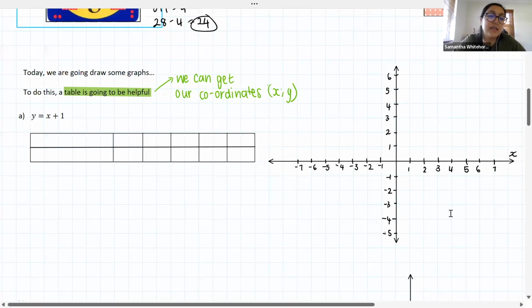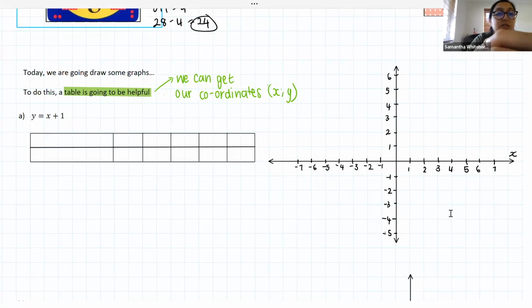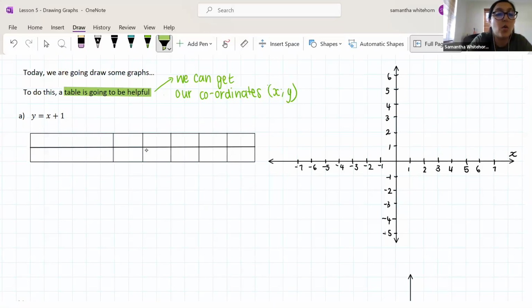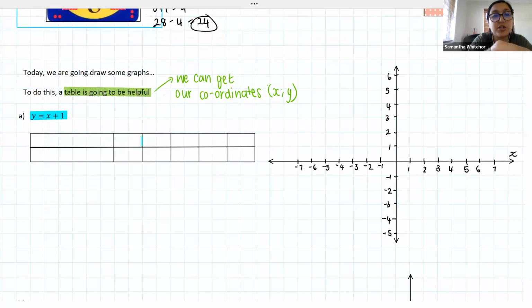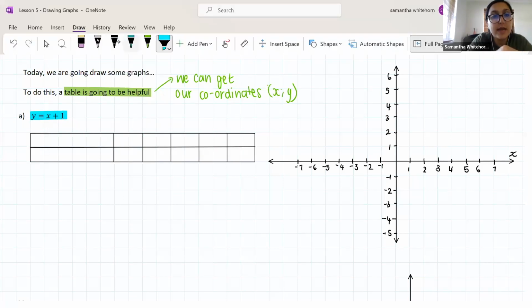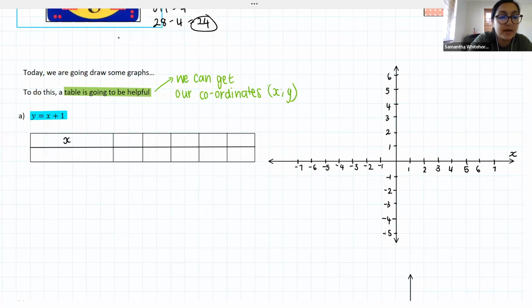So what we have here is a relationship given to us by the equation y equals x plus 1. So this is the relationship I now want to graph. Now remember, in order to do that, I have to consider my input values, my x values, and my output values or my y values. Those are the values I need to consider.